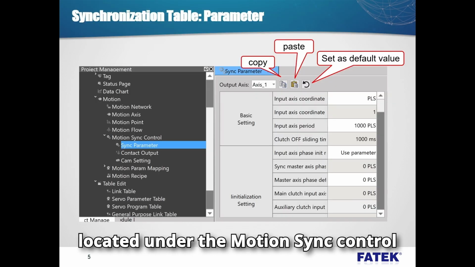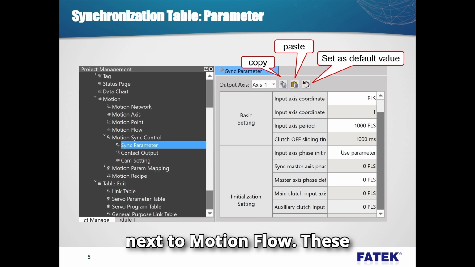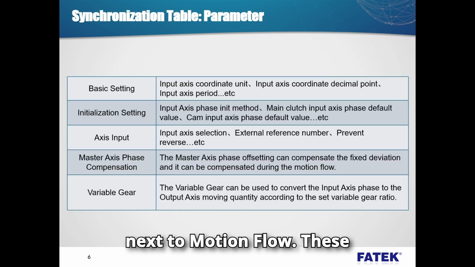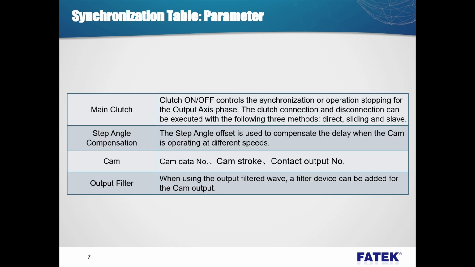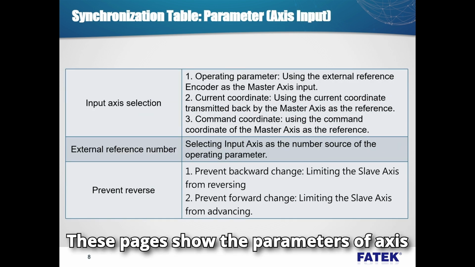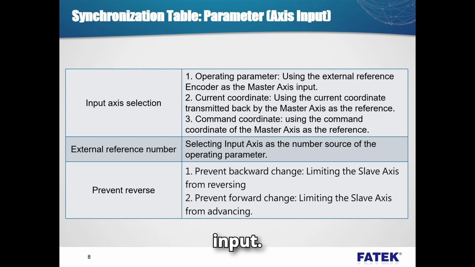The synchronization table is located under the motion sync control, next to motion flow. These pages show the parameter groups in the synchronization table. These pages show the parameters of axis input.